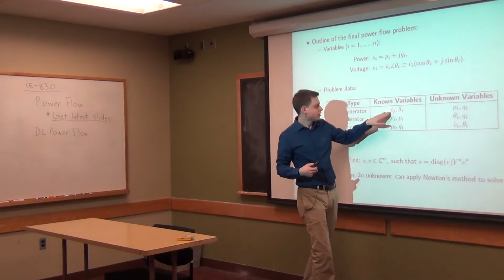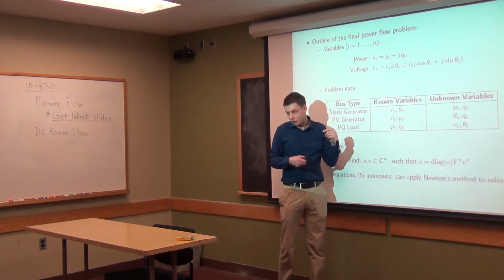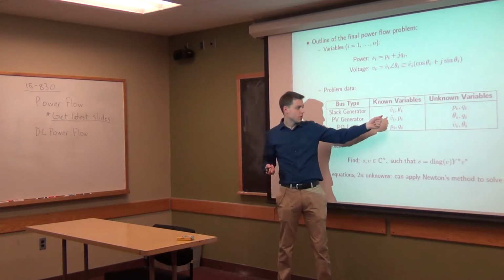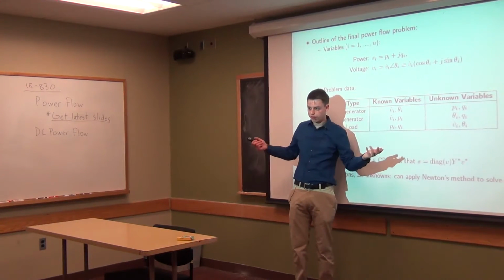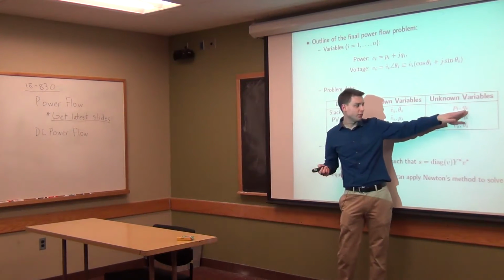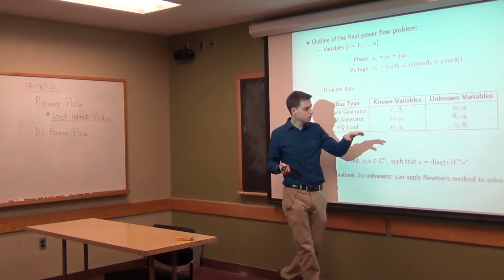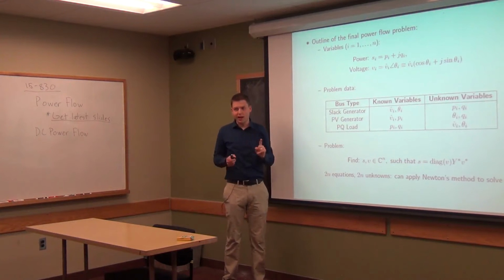And so we actually assume we know the voltage magnitude. We can control that with most generators. We're going to assume we know the phase angle or the voltage angle, which is going to be referenced to 0. And we're going to find real and reactive power. That's for one generator called the slack generator.